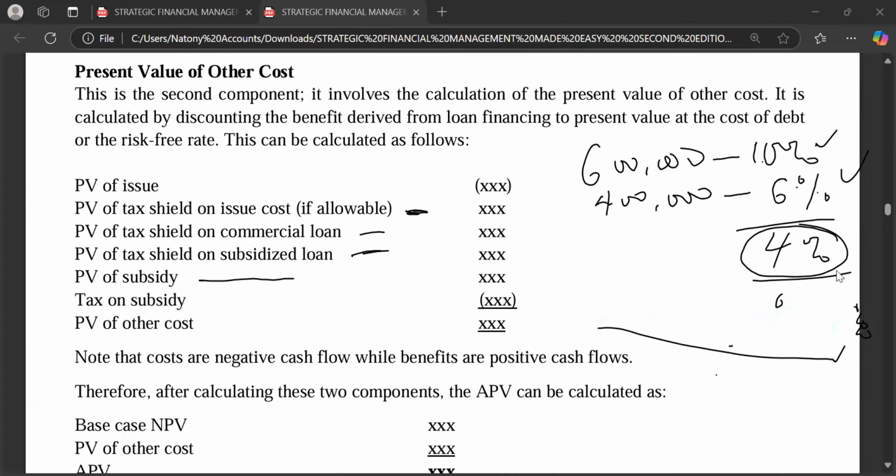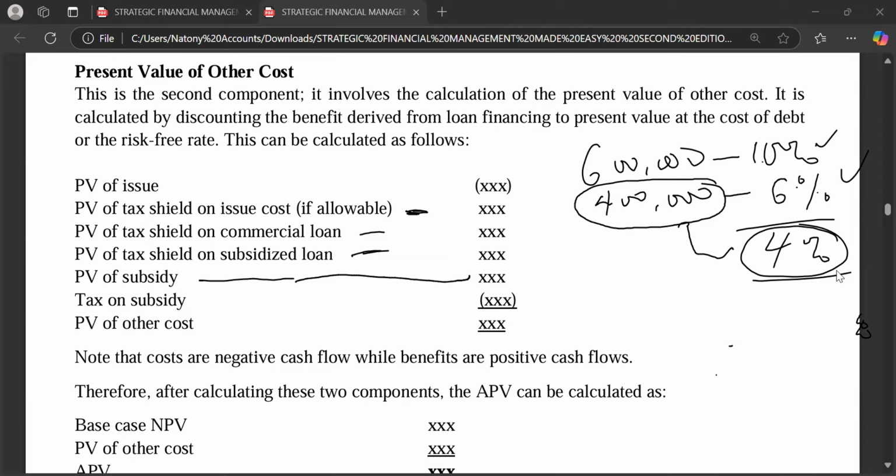So the subsidy there is the 4% here. And now, how do you do the calculation of the subsidy? So we are assuming that the loan that the government gave is 400. So the subsidy will be 4% on 400. So whatever you get comes in here as the subsidy.